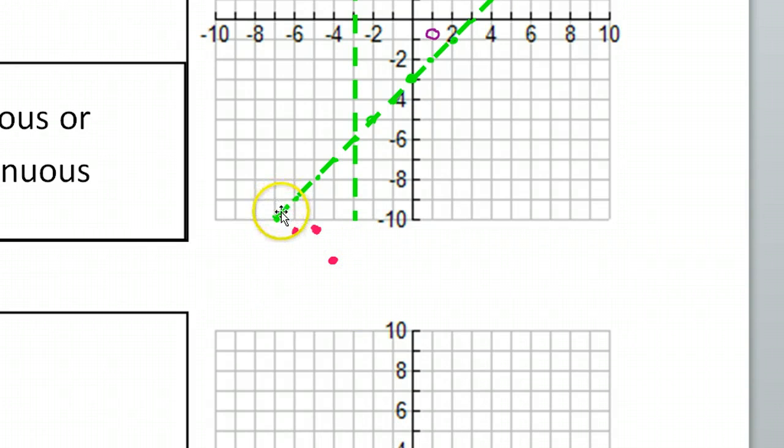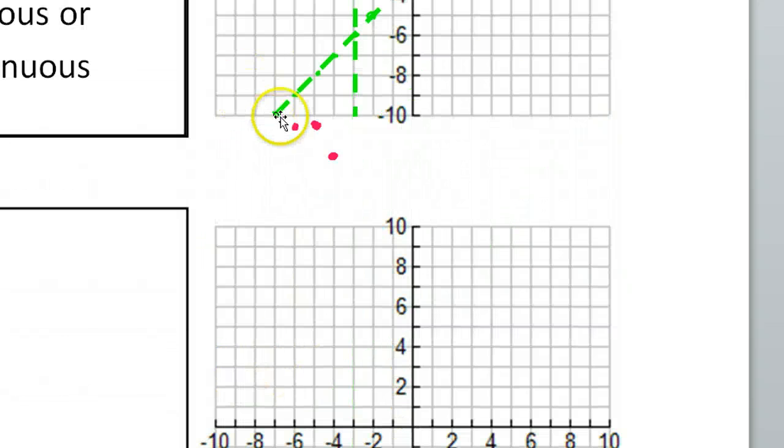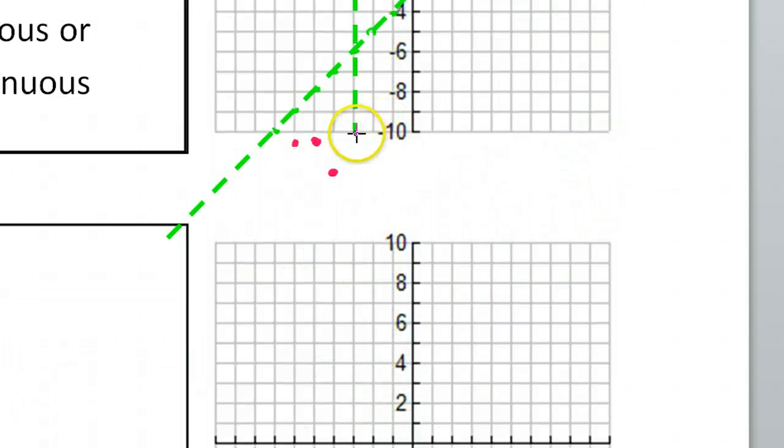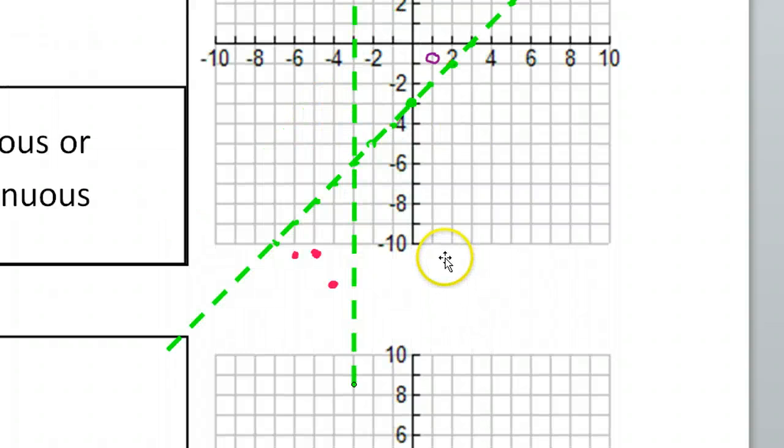I feel like I should extend this asymptote further. Okay, I feel like I better stretch this out because I think the loop is happening in here. Alright, so let's just do a couple more.